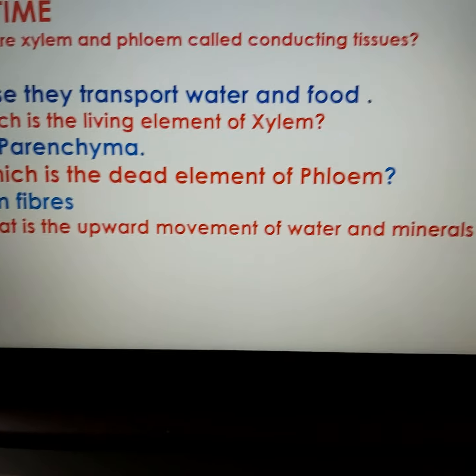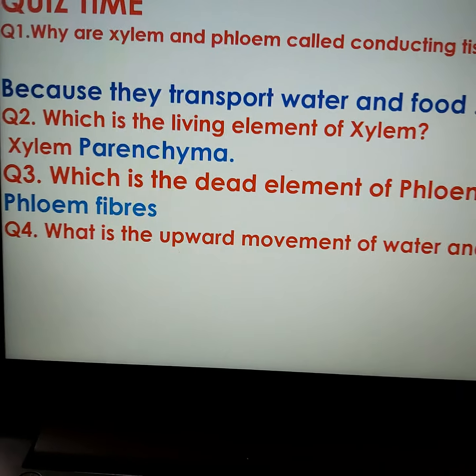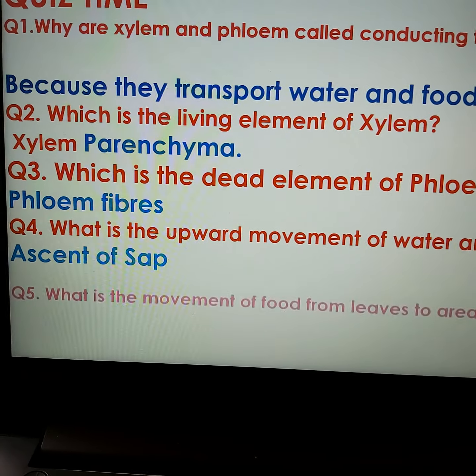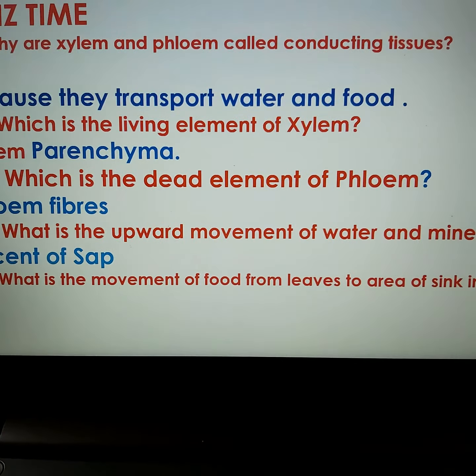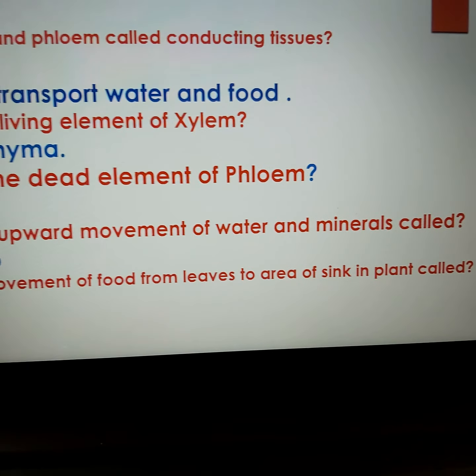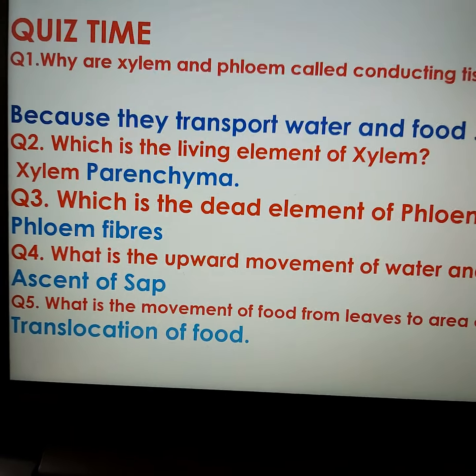What is the upward movement of water and minerals called in the plant body? It is called ascent of sap. And the last one: what is the movement of food from leaves to the area of sink in a plant called? It is called translocation of food.